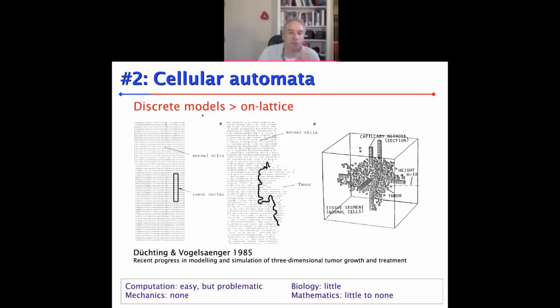The earliest ones, which I mention mostly for historical reasons, are lattice models. And the idea comes from this early paper, 1985, which was called Recent Progress in Modeling. So a tip to everyone here: do not entitle your paper Recent Progress, because that doesn't age too well. But the fact is that it's still a very good paper because it had a lot of good ideas.